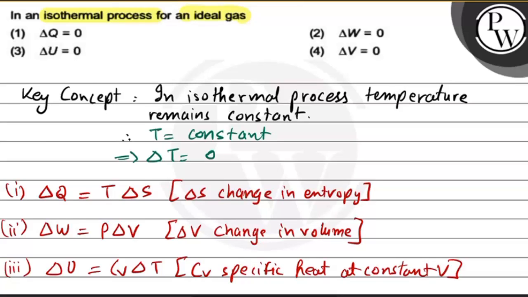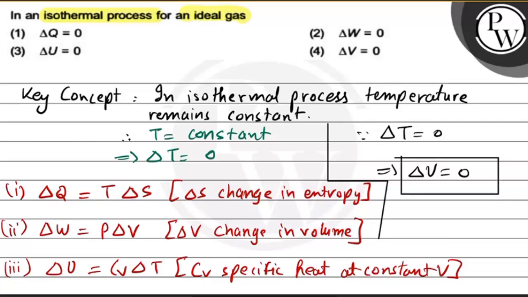Okay, so here we can see that delta U is CV delta T, and we know that delta T is 0. So we can write, since delta T is equals to 0, it implies delta U is also equals to 0. Correct. So we can say that option 3 is correct. So delta U is equals to 0 is the final answer, and this is option 3.